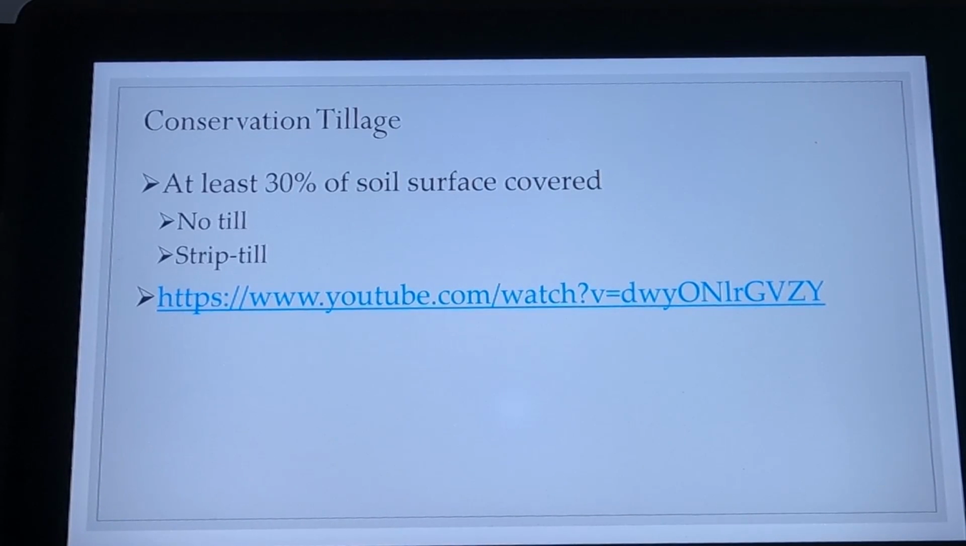I typically don't have very good luck playing videos from PowerPoint slides, but basically this strip-till machine only tills the row. It tills in strips. And so to keep your field as no-till, right, it just stays no-till all winter.